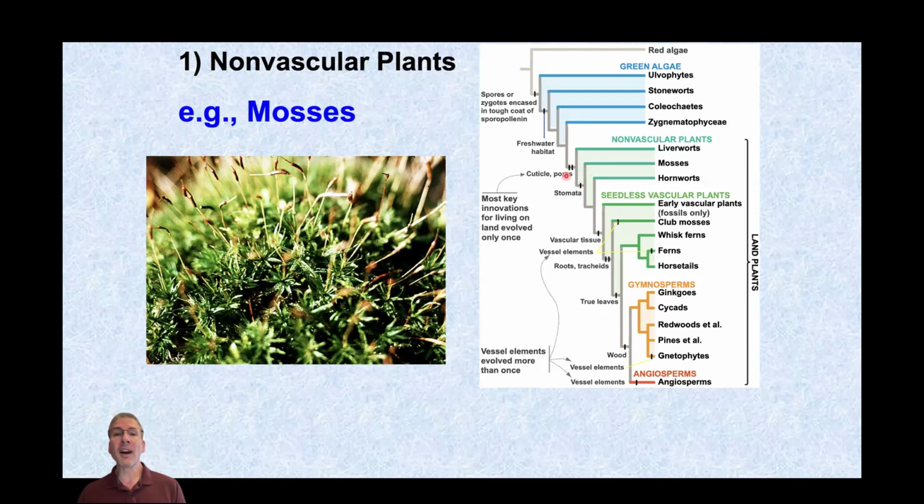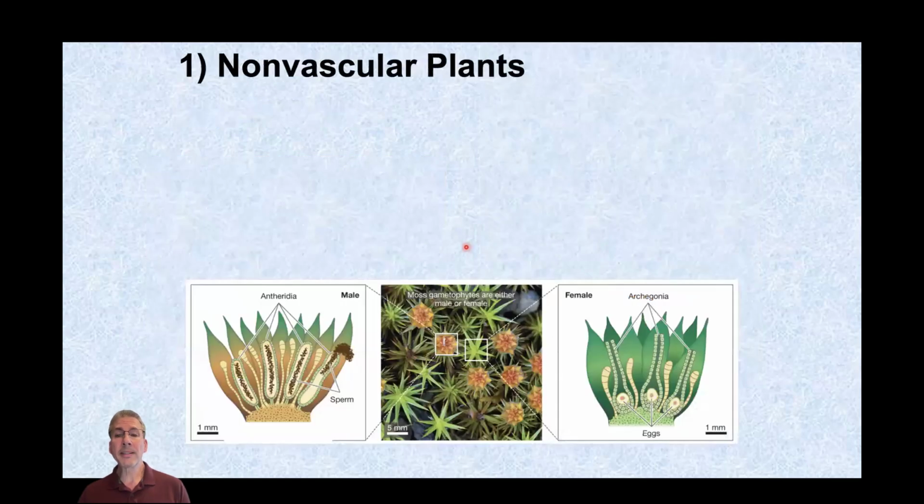Mosses are, we say, non-vascular plants, meaning they don't produce vascular tissue. They don't produce xylem or phloem, which of course are cells specialized for conducting water and sugars throughout the plant body. So since they don't produce vascular tissue, they just don't grow very large, unlike many other groups of plants that we'll focus on here in just a few minutes.